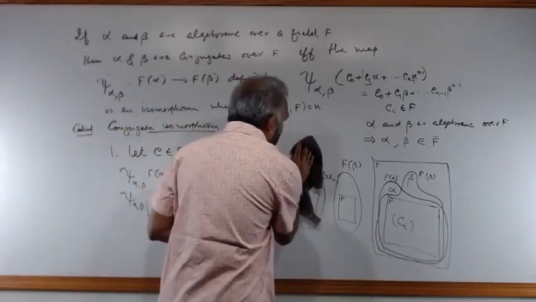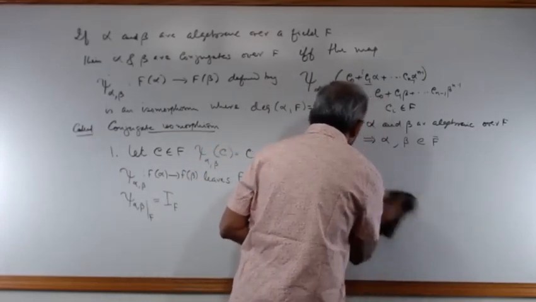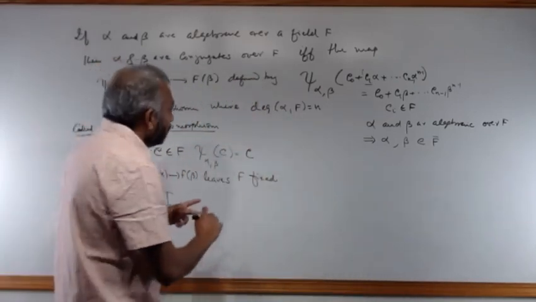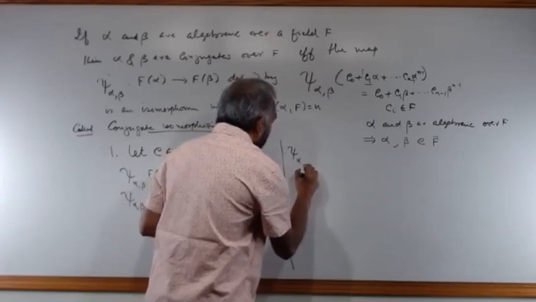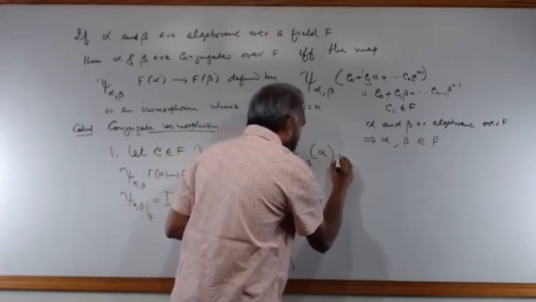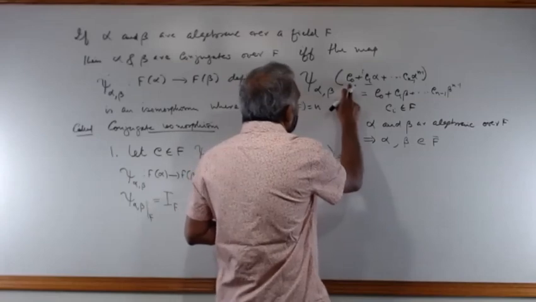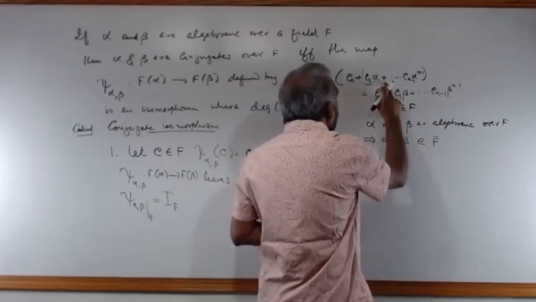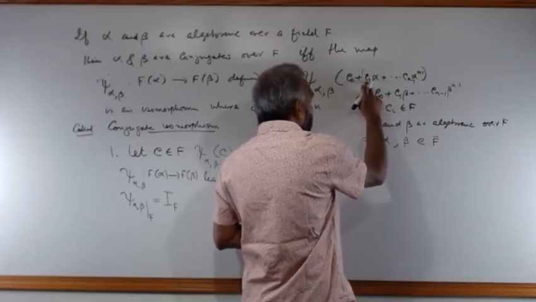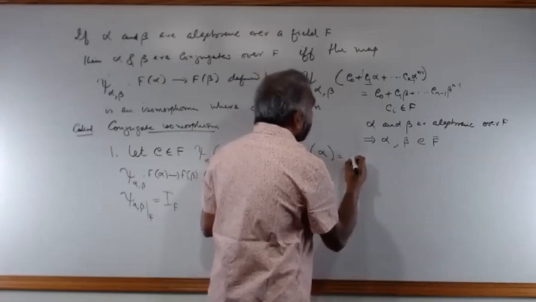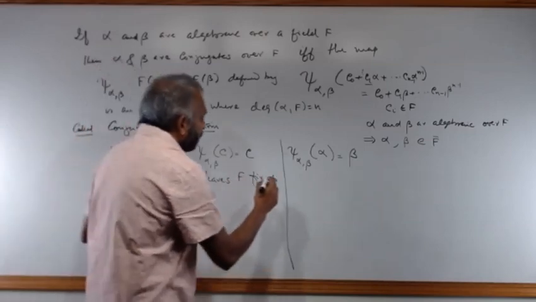Another important property is that psi of alpha beta of alpha, what is that? Meaning you don't have C0 and you don't have anything after C1, and C1 is 1. So the map is going to be beta. What does that mean?